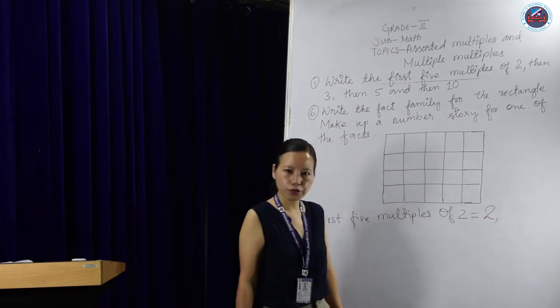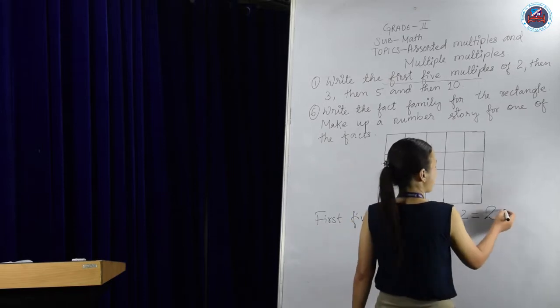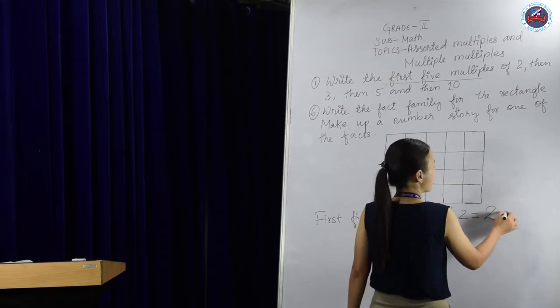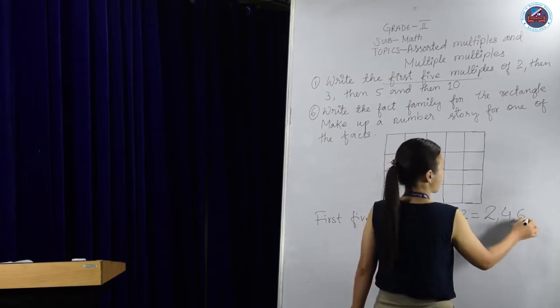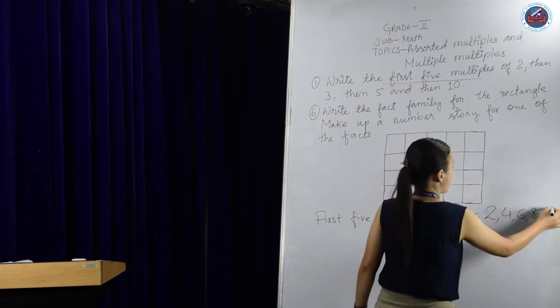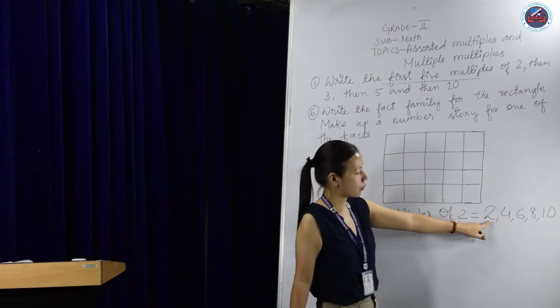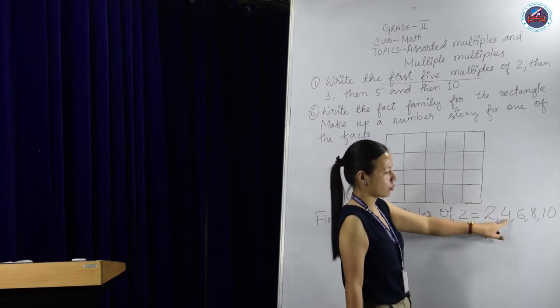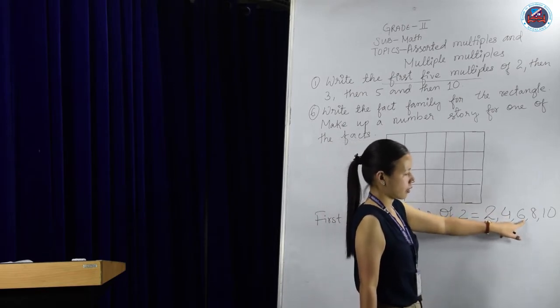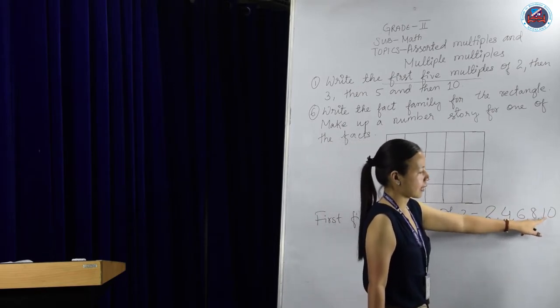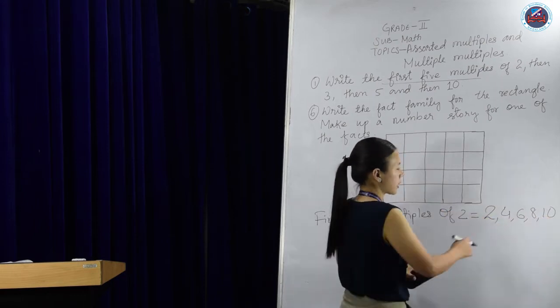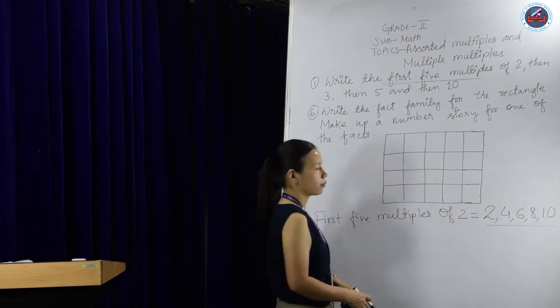We know the tables of 2, right? So we will simply write the table of 2, that is 2 1s are 2, 2 2s are 4, 2 3s are 6, 2 4s are 8, 2 5s are 10. So the first multiple of 2 is 2, second multiple 4, third multiple 6, fourth multiple is 8, and the fifth multiple is 10. So these are your first 5 multiples of 2.